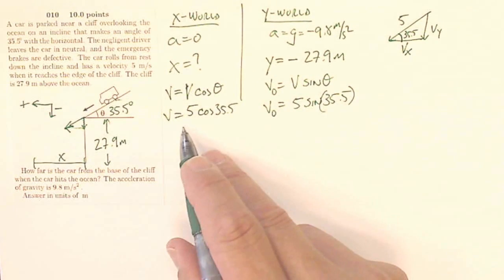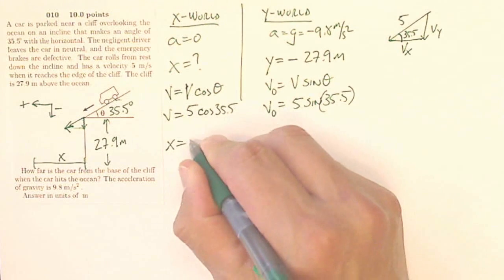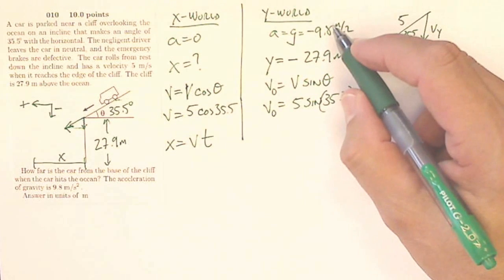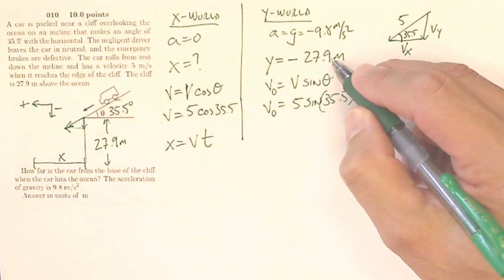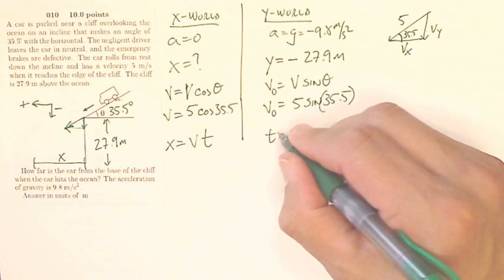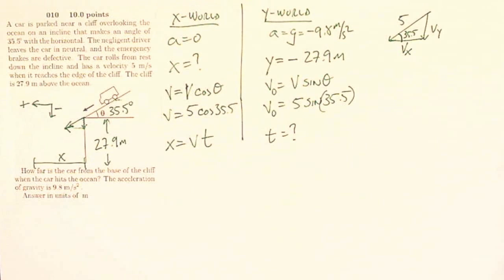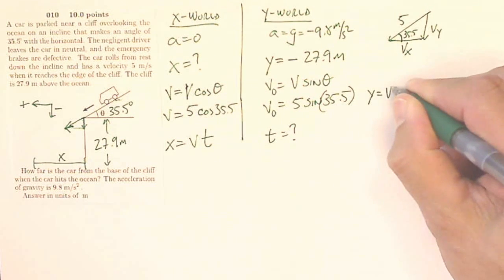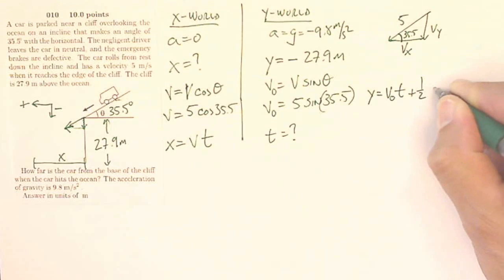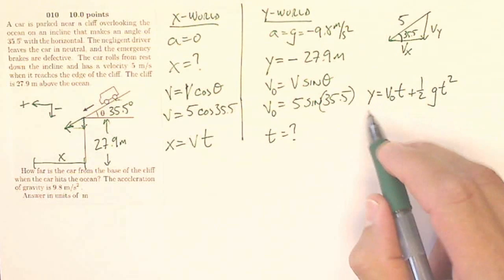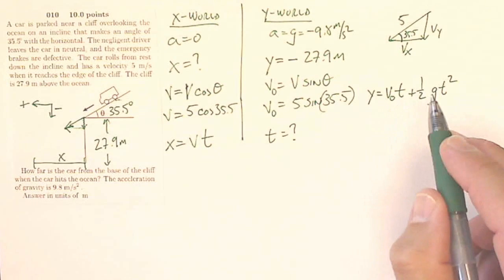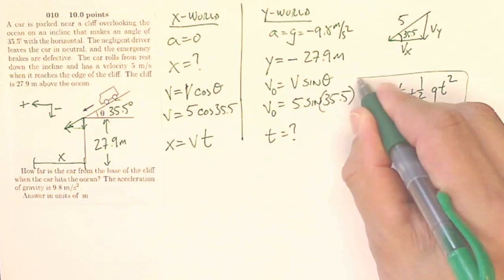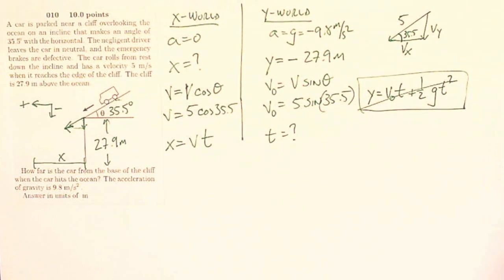Now, if I could find time here, then I could find my displacement, because my displacement is going to be my velocity times my time. But where I'm going to find my time is in the y world. I have an acceleration, I have an initial velocity, I have a displacement. I'm looking for time. And now let's see what I get. If I use my equation that says my displacement is my initial velocity times time plus 1/2 my acceleration times time squared, my displacement has a value, my initial velocity has a value, my time is what I'm looking for, my acceleration has a value. This would be a quadratic. Now, we could go and solve the quadratic, but I'm not going to do that. I'm going to do it a different way.